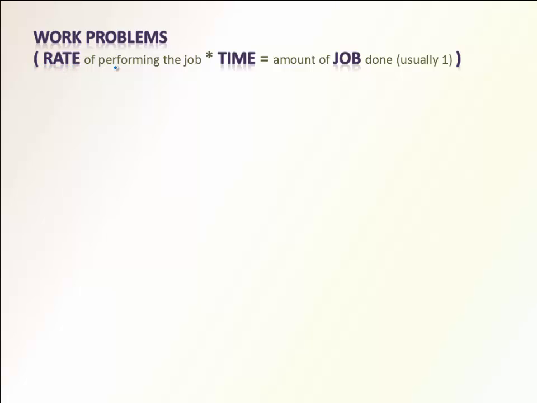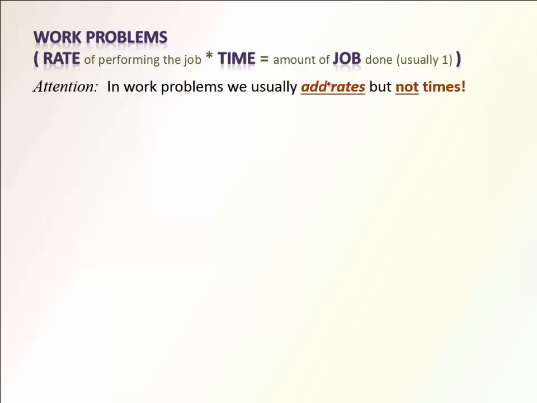You still have rate of performing the job. Rate times time equals usually 1. The amount of job serves like distance in motion problems. In work problems, we're going to add rates, but not times. In motion problems, we usually add times or distances or compare distances, but not rates. Here in work problems, we will always think about adding rates, or at least comparing rates, but not times.